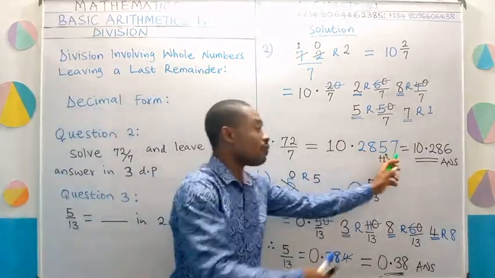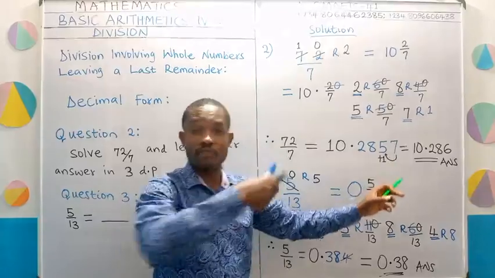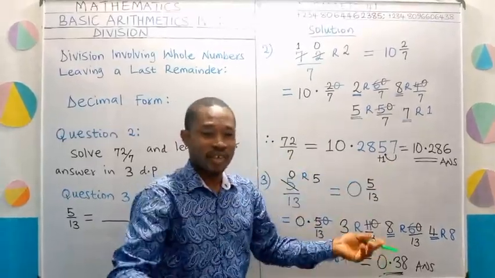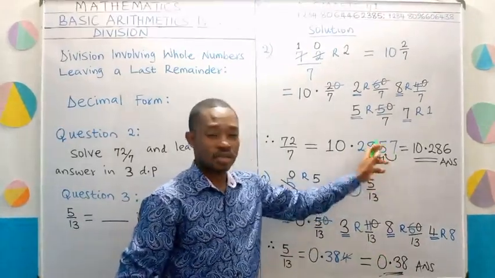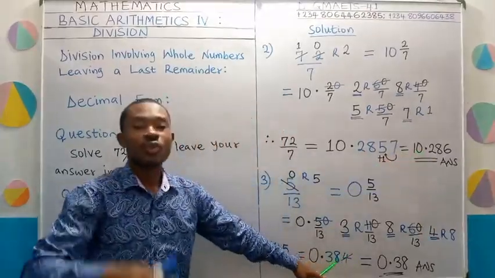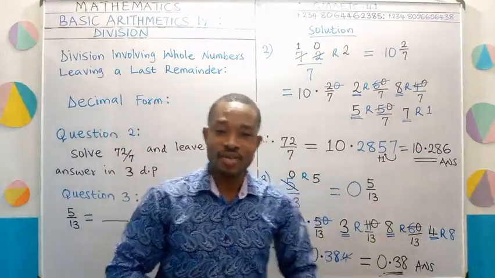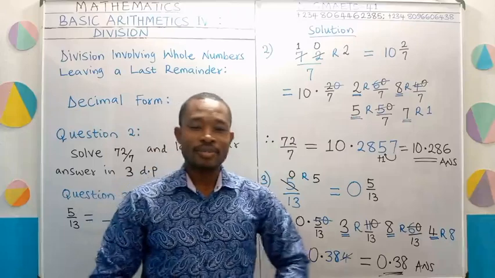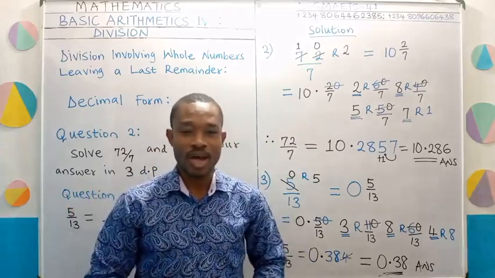You have to solve up to 4 decimal digits. We got 7 in the 4th decimal digit. It's up to 5, 7 is more than 5 already, so I rounded up this 5 by adding 1 to it. And that gave me 10.286. But this one, we have to round down. You know the reason already. In our previous classes, under numbers and numeration, I think part 6 of it or so, I've already taught you rounding up and rounding down.